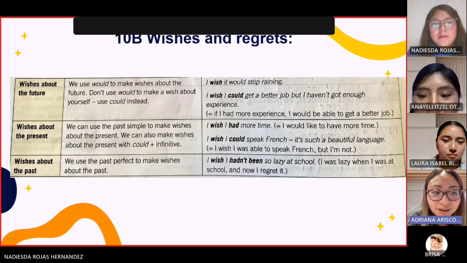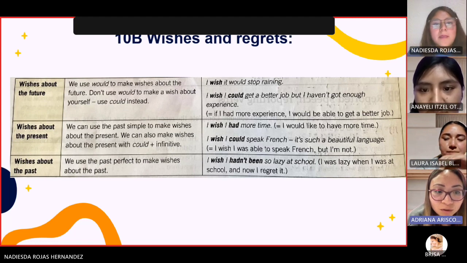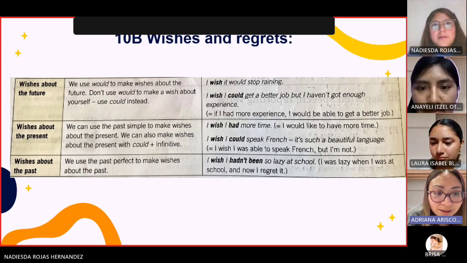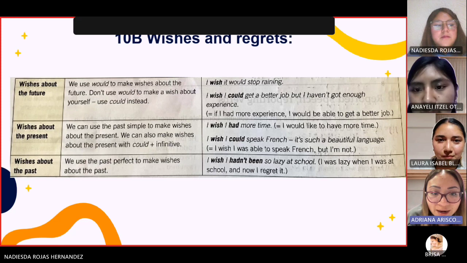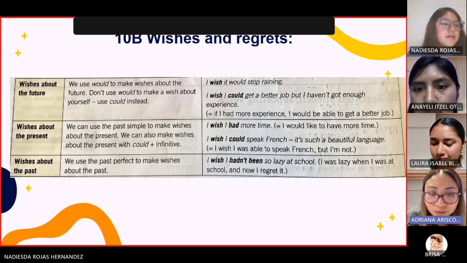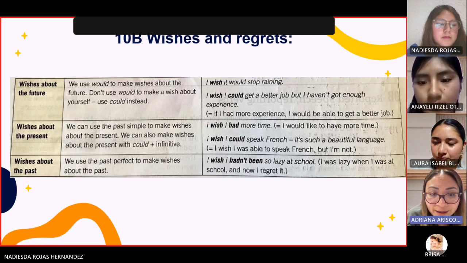Next, wishes about the future. We use would to make wishes about the future. Don't use would to make wishes about yourself. Use could instead. I wish it would stop raining. I wish I could get a better job, but I don't have good work experience. If I had more experience, I would be able to get a better job. Thank you.